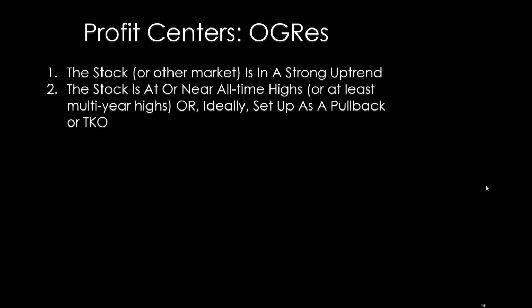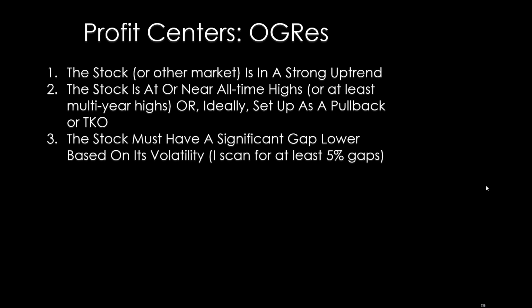The stock has to be at all-time highs or at least multi-year highs, and ideally set up as a pullback or a TKO. And that'll make a little more sense in 1 minute. But if you go back to that mystery chart, if today that stock gaps open, I might play it as an opening gap reversal. The stock must have a significant gap lower based on its volatility. I scanned for at least 5% gaps.